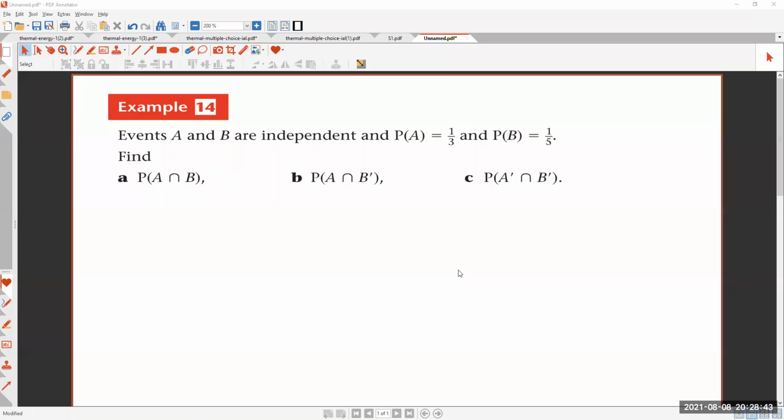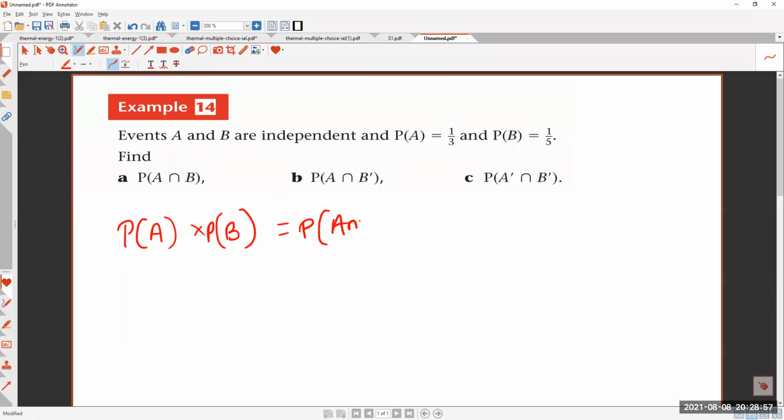They are telling me the probability of A is 1/3, the probability of B is 1/5, but they are independent. Do you know what independent means? I can easily find the intersection: P(A) multiplied by P(B) is equal to P(A ∩ B). Understood? You know this because it's independent. They already told us that.